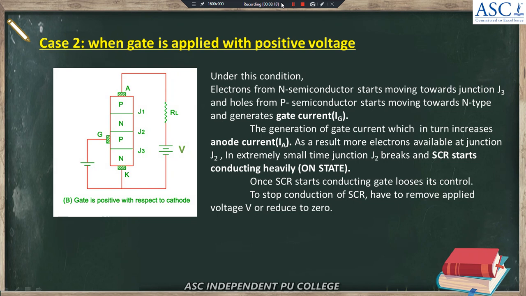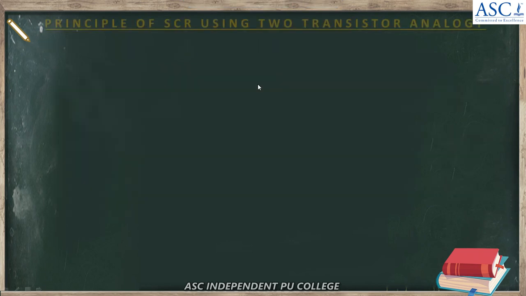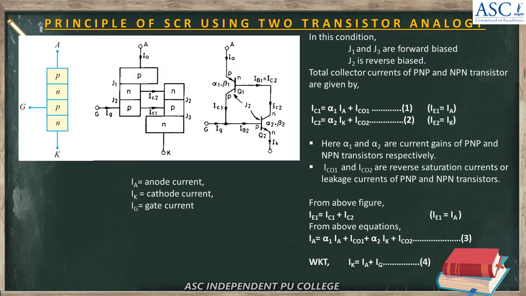Now we'll move to the derivation of anode current by using two transistors, that is PNP as well as NPN transistor. Now this is said to be derivation of anode current. There are two cases: gate is open, gate is applied. Anode current is different for gate is applied as well as gate is removed. We'll see one by one.